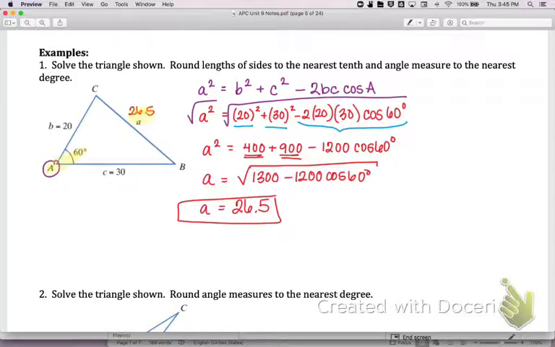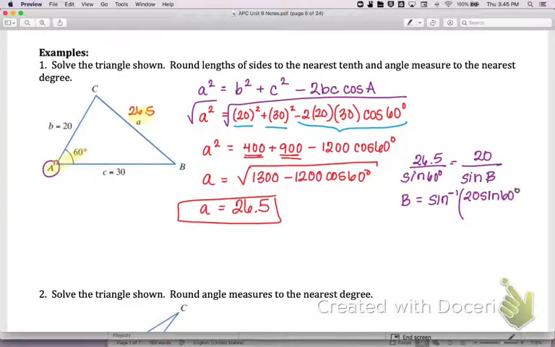I will say 26.5 over the sine of 60 degrees is equal to, I'm going to do B, so 20 over the sine of B. So we learned from our previous that this B is going to be equal to the sine inverse of 20 sine 60 divided by 26.5. So put that in, second sine inverse, 20 sine 60, close parentheses, divided by 26.5. We get that angle B, when we round to the nearest degree, is 41 degrees.